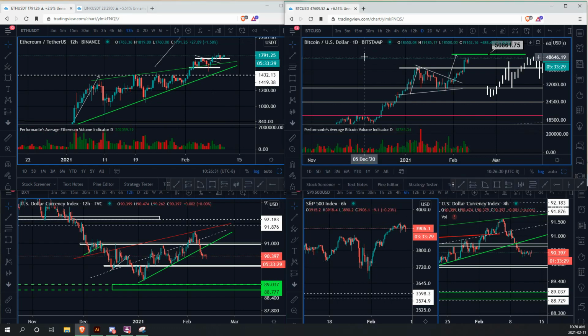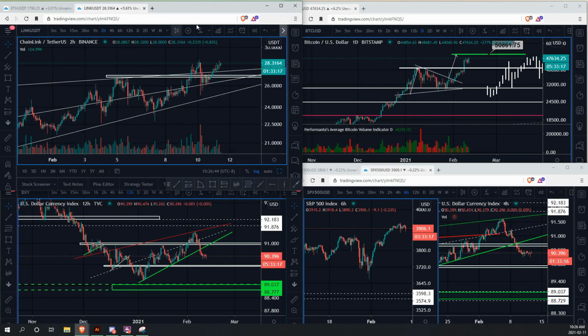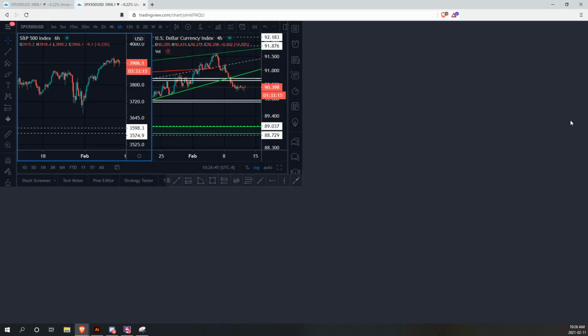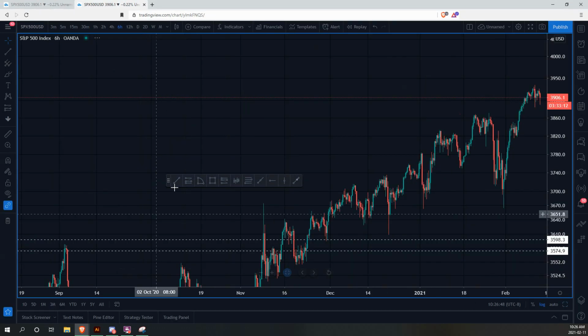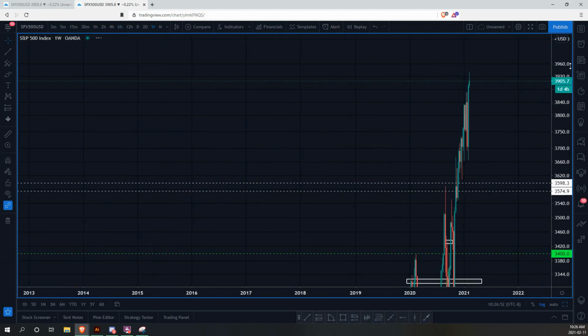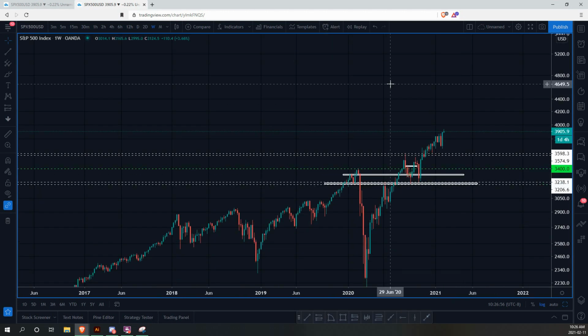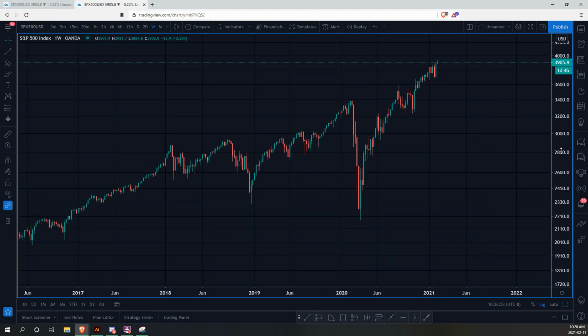We are going to end off with the S&P 500 here, just because we did say it was a global macro update. We already looked at the US dollar, but S&P is a really good indicator for risk on assets. Just going to be taking a quick look at LINK. All right, let's look at the US dollar, and then our S&P 500. Looking at the weekly here, massive move. Let's just take everything off.